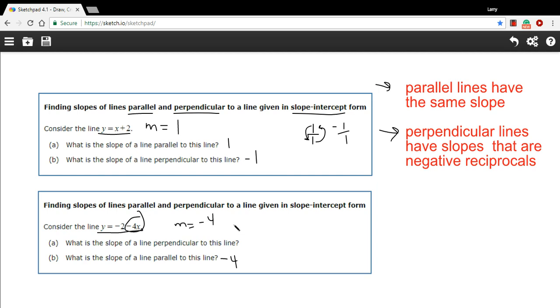Now, let's write this as a fraction. Negative 4 is the same as negative 4 over 1. To find the slope of a perpendicular, first of all, we switch the numbers in the fraction. So this is going to be a negative 1 over 4. Then we change the sign. We have a negative sign, so we'll make it positive. So the slope for the perpendicular is 1/4. So that is how to find the slopes for lines parallel or perpendicular to another line.